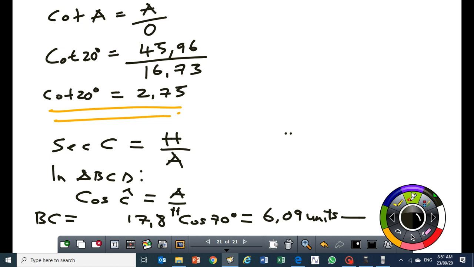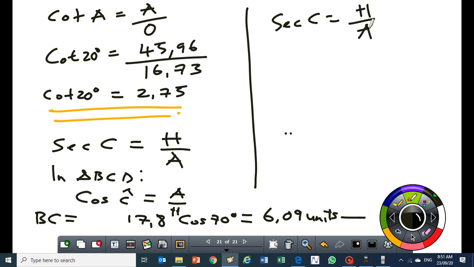Now, sec C is equal to hypotenuse over the adjacent. Do you see that here cosec C is equal to A over H? Sec C is equal to H over A. So we are just dividing the hypotenuse by the adjacent side, but we didn't have the adjacent side, so I had to calculate it.